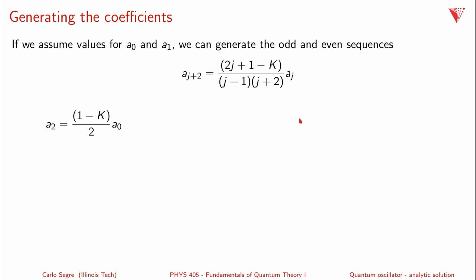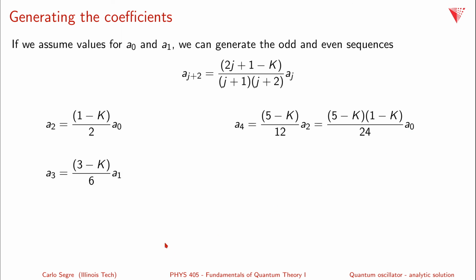And if I want a sub 2, I substitute 0 in here. And so I get 1 minus k over 1 times 2. So it's 1 minus k over 2 a sub 0. If I then want a sub 4, I'll plug in a sub 2 and j equals 2 here. This gives me 4 plus 1, which is 5 minus k, over 3 times 4, which is 12, times a sub 2. Then I can substitute this for a sub 2, and I get 5 minus k times 1 minus k over 24 times a sub 0. So everything can be in terms of a sub 0 for all the even coefficients.